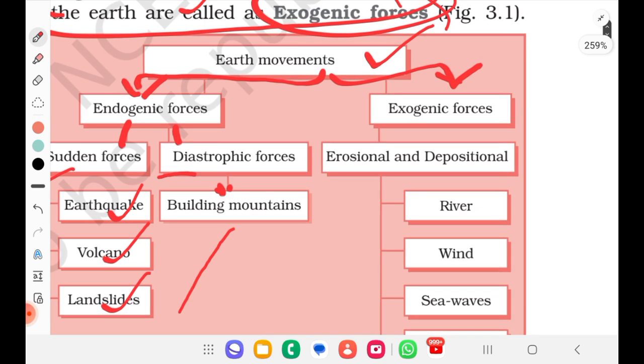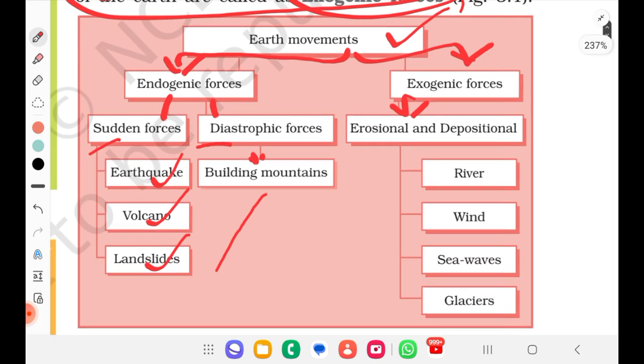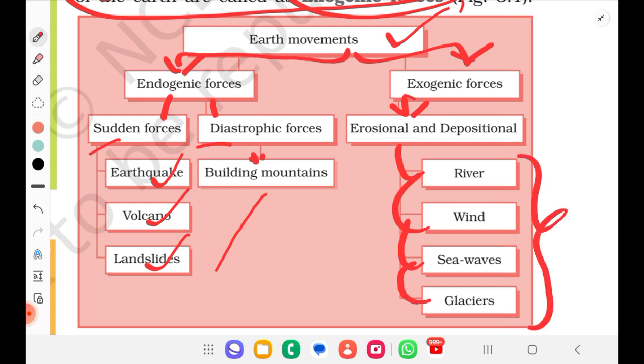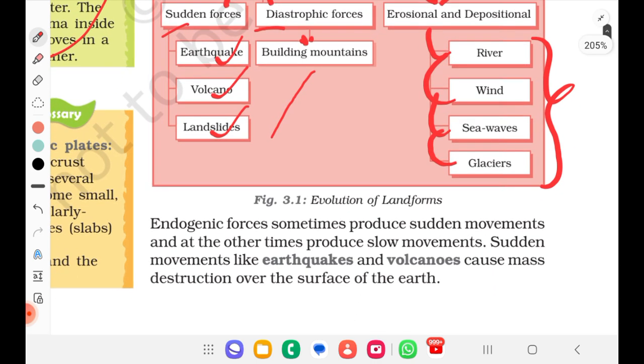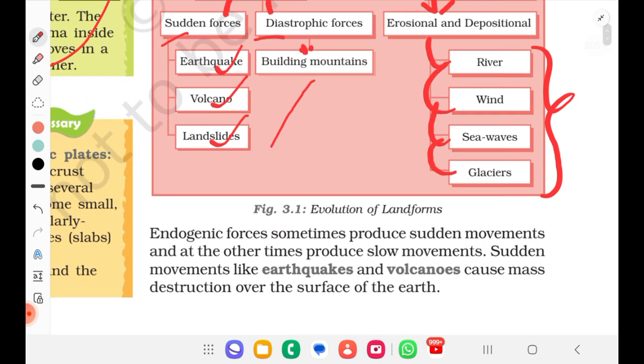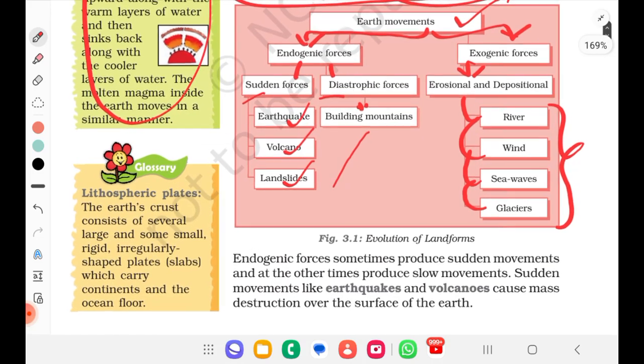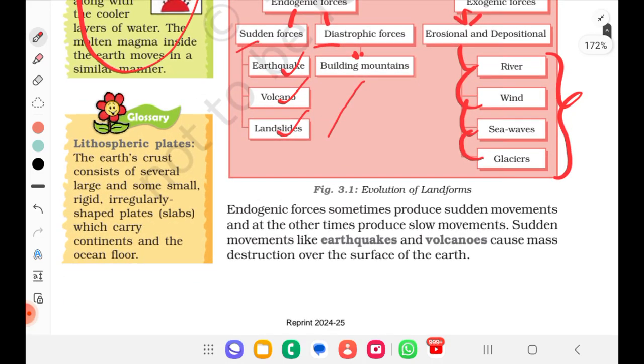So if you take the earth, it is because of exogenic forces. So what are the things happening? Erosion and deposition. Okay, erosion and deposition is happening because of what? Because of river, wind, sea waves, glaciers. These are the mediums for erosion and deposition. So it's a well explained landform evolution chart. Okay. We'll go to the next era.